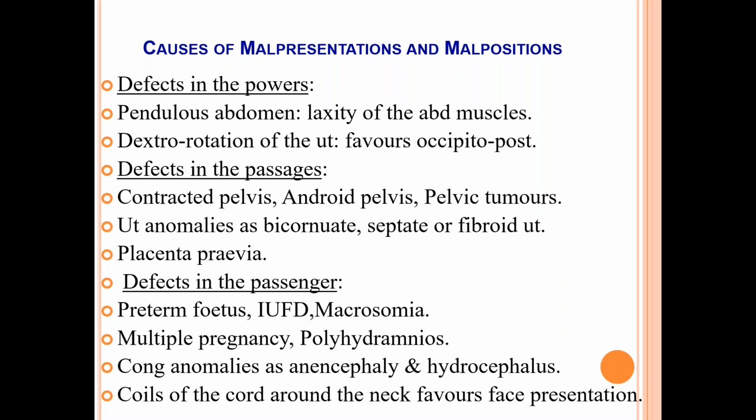There can be a defect in the power, like the abdomen is pendulous or there is laxity of the abdominal muscles, so it can lead to malpresentation. Then we have dextral rotation of the uterus. In dextral rotation, it will favor occipital posterior position. There can also be a defect in the passage.